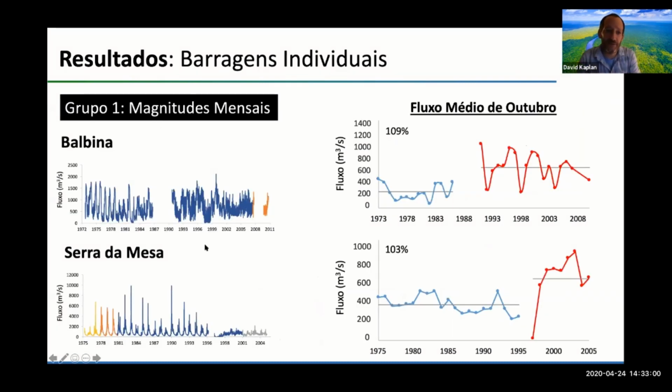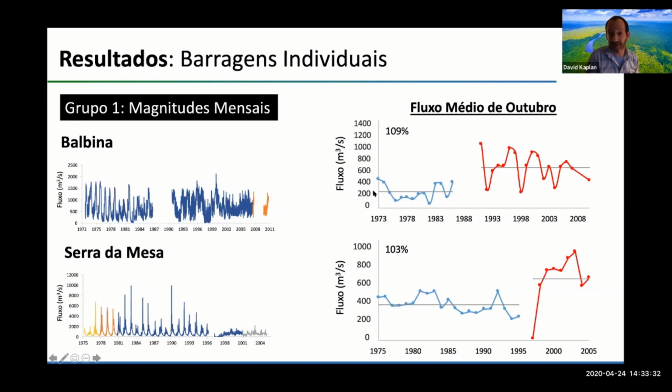Stepping through here, on the left remain those 2 hydrographs that I showed you before. Here's one example from group 1, these monthly magnitudes. Here's the median flow in October, which happens to be the dry season in these regions. We see that in Balbina, the mean flow after the dam increases by 100% or more, or more or less doubles. The same is the case for Serra da Mesa. We see this in a lot of dam systems where the dry season flows are augmented with releases through the dam. It's just one of the 12 months that go into the group 1 magnitude. So how is the magnitude changed?